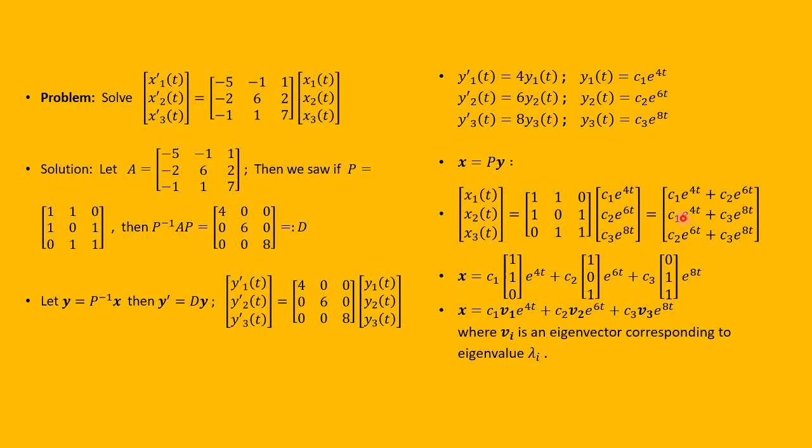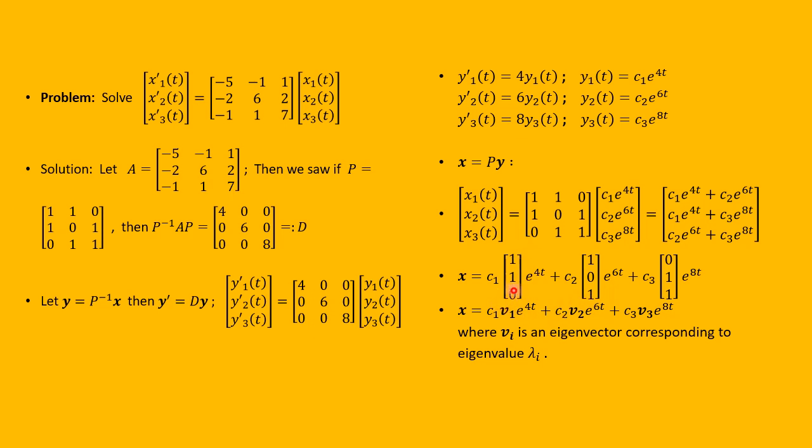Now if you look at this, we can break this into the sum of three terms. So x, with components x1, x2, x3 of t, is c1 times (1, 1, 0) e to the 4t. Where did that come from? Looking up here, we have a c1 e to the 4t. In this one, we have a c1 e to the 4t, and we have 0 e to the 4t down here. So we get 1 times this, 1 times this, and 0 times here. That's the vector (1, 1, 0) times c1 times e to the 4t. Collecting the e to the 6t terms from here, we can see that that can be written as c2 times (1, 0, 1) times e to the 6t plus c3 times (0, 1, 1) e to the 8t.